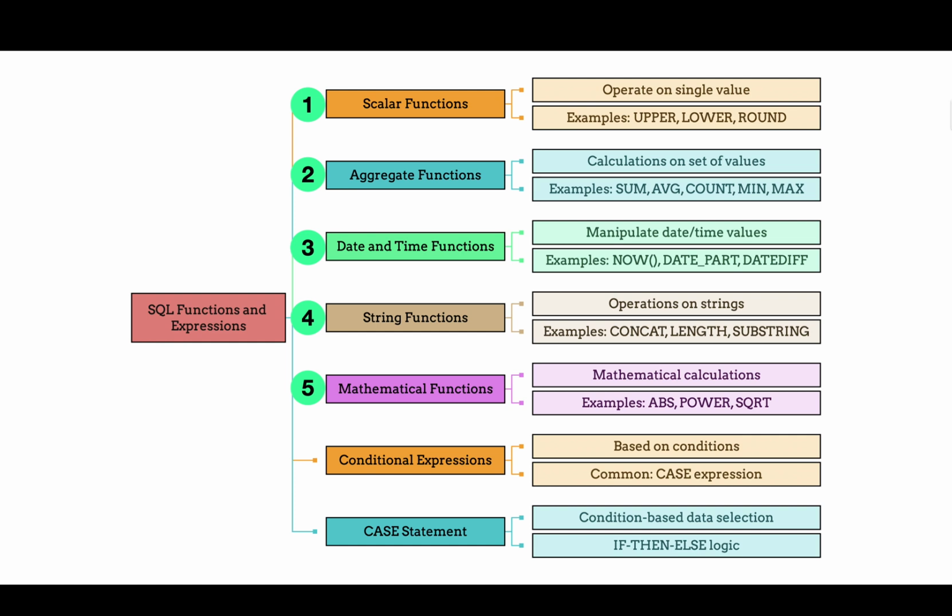Examples include ABS, returns the absolute value, power, raises a number to the power of another number, and SQRT, calculates the square root. 6. Conditional expressions, used to perform operations based on conditions. The most common is the case expression, which acts like an if-then-else statement. 7. Case statement, allows for condition-based selection of data. This is used to implement conditional logic in SQL queries.